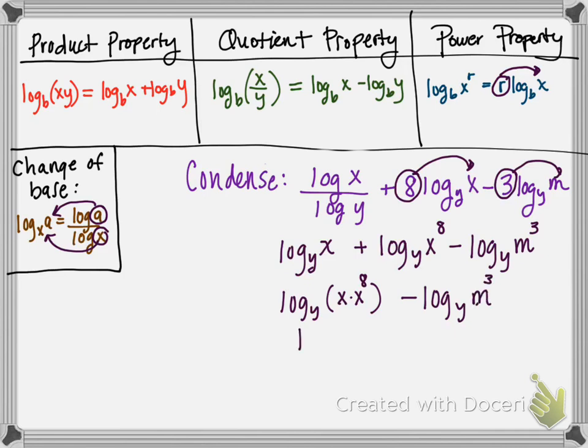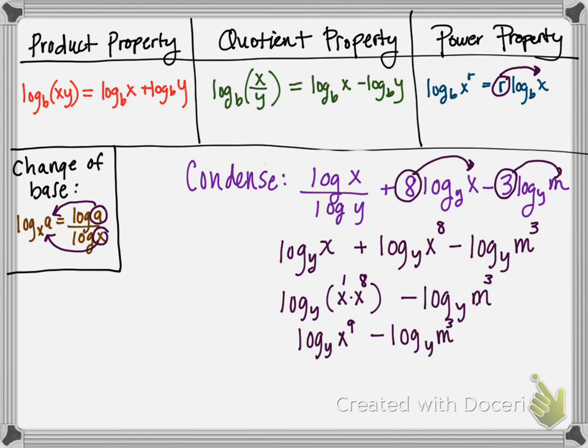So my first expression, log base y, my argument, x to the 1st times x to the 8th. The exponent rule says if they have the same base and you're multiplying, you add the exponent. So this is x to the 9th minus log base y of m to the 3rd.